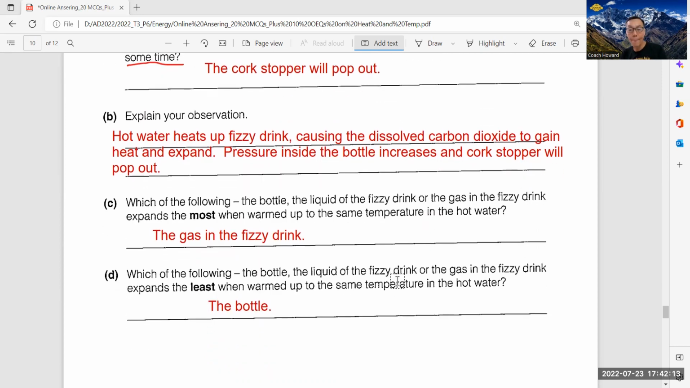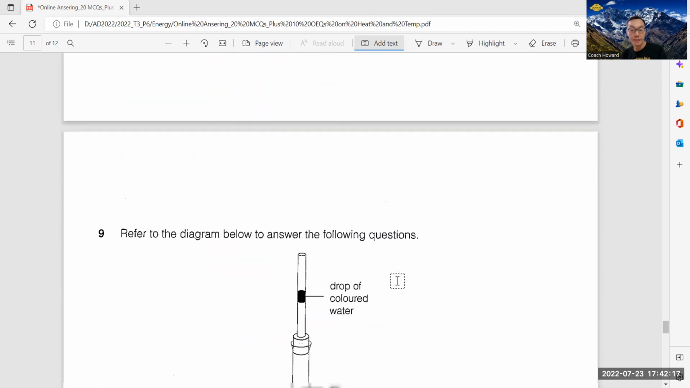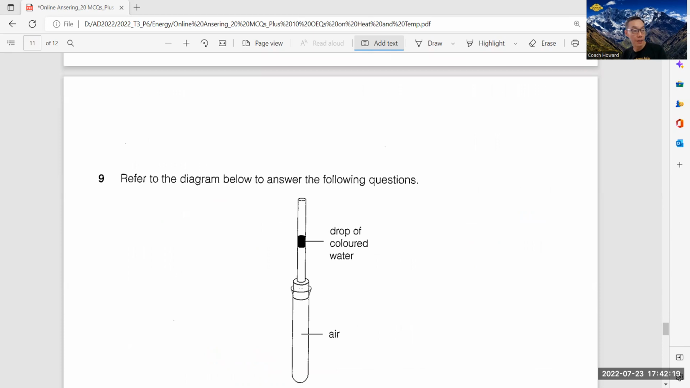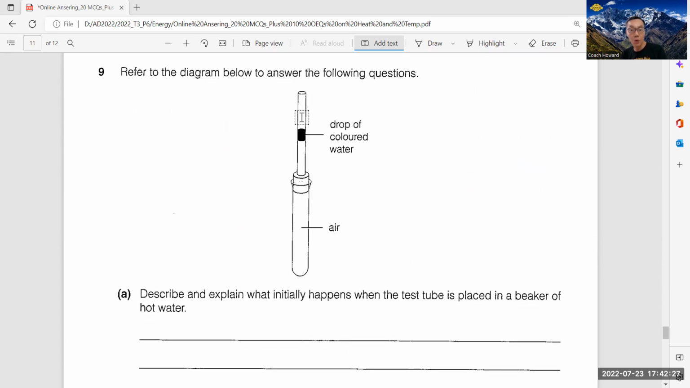Okay, this part. So I've gone through this part. Okay, this question, this is a test tube. There's air inside the test tube. And then there's this hollow tube, right, or straw, that has a drop of colored water inside. So you're supposed to describe and explain.